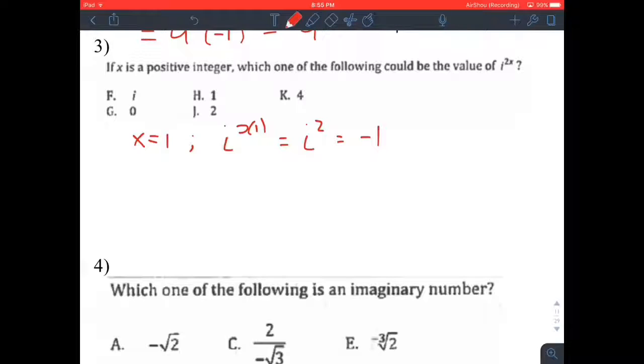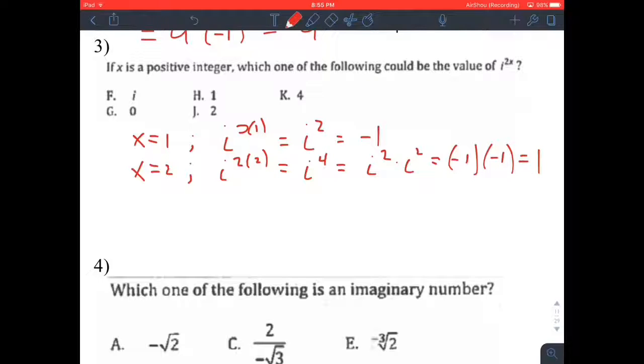Let's try x equals 2. Let's see what we get. It's going to be i to the 2 times 2, which is i to the 4th. i to the 4th is the same thing as i squared times i squared, which is -1 times -1, which is 1. Hey, we got this for an answer. There's no sense in continuing with this, because which one of the following could be the value of i to the 2x? Well, the answer could be 1.